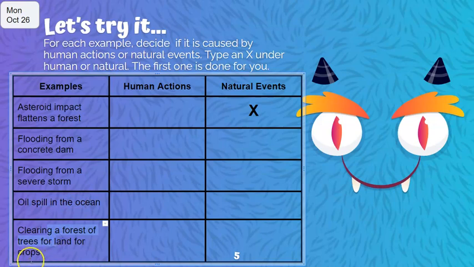Human impact. Clearing a forest of trees for land, for crops. I believe this is called a participle phrase when you start a thing with for, so we've got two of them at the end here. You can learn about that in RLA.